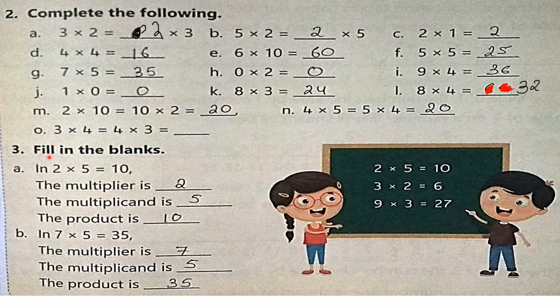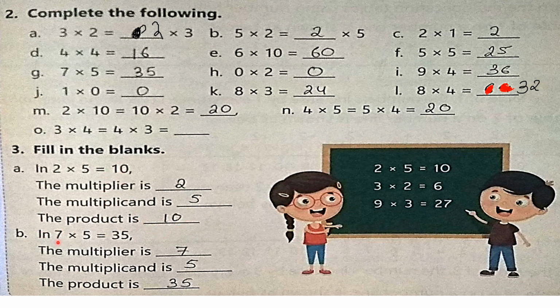So from this multiplication statement, we have to write the multiplier, multiplicand and product. So just now we have discussed which number is known as multiplier, which one is multiplicand and which one is product. So the first number is known as multiplier. So here 2. The second number is known as multiplicand. So here 5. And the answer is known as product. So the answer is 10.